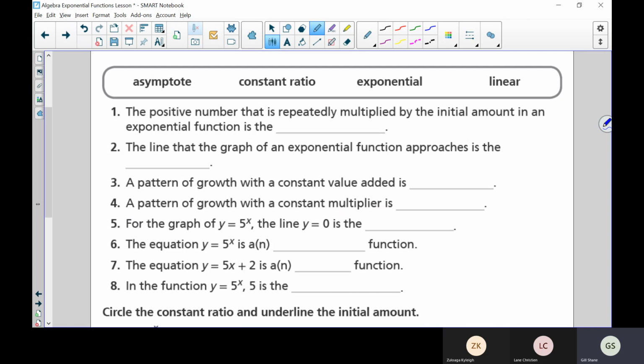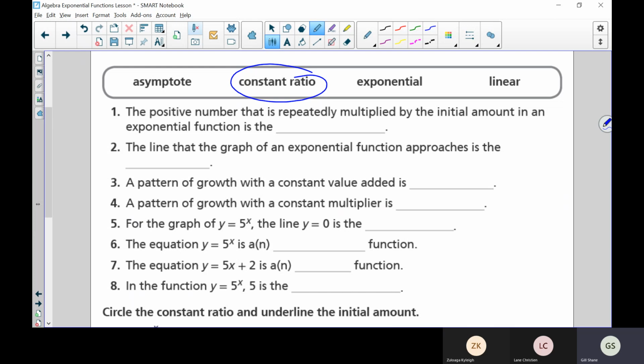If I am multiplying by a number over and over again, that number is the constant ratio, and it means it's an exponential function because the pattern is multiplication.